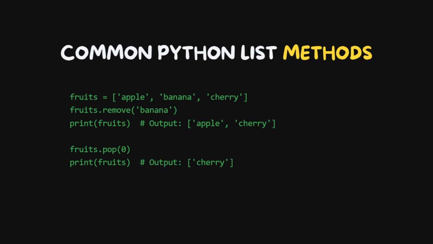The next one is the pop method, which will pop the element at the specified index. For example, here we pop the element at index 0, which is apple. So it will pop the element and the output should only contain cherry in it.